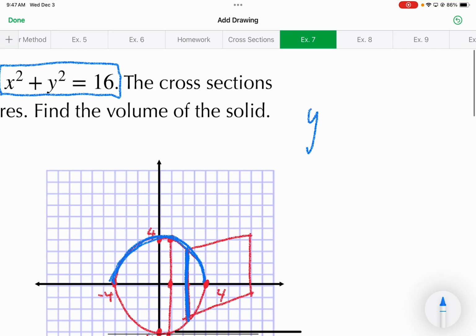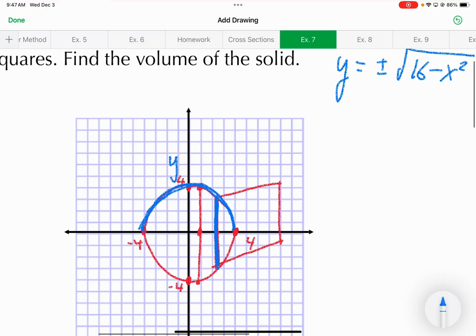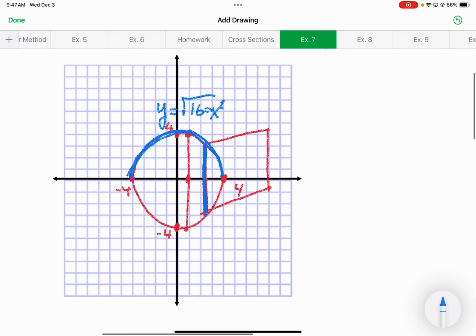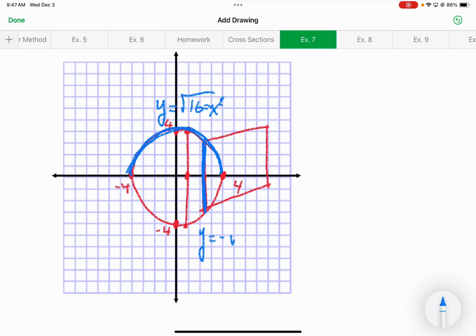So then if I do that, I get y equals plus or minus the square root of 16 minus x squared. You guys cool with that? Solve for y by subtracting x squared, take the square root. I got plus or minus. So the top part is plus, and then Max is right, the bottom part is minus. So then this would be y equals negative square root of 16 minus x squared.